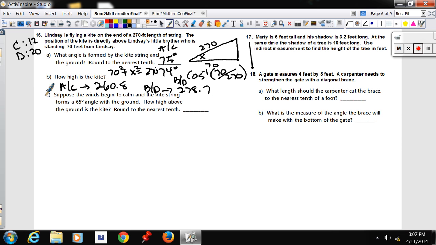Now, a lot of you guys had a hard time with C because you kept thinking this bottom number was still there, and it's not, because the kite is now coming down. It was 75 degrees, now it's coming to 65 degrees. So since the angle is getting less, this part is going to get longer. We don't even know that part anymore. What we do know is a 65-degree angle and a 270-foot string. That's what we do know. So we want to solve for x. We don't use this bottom.